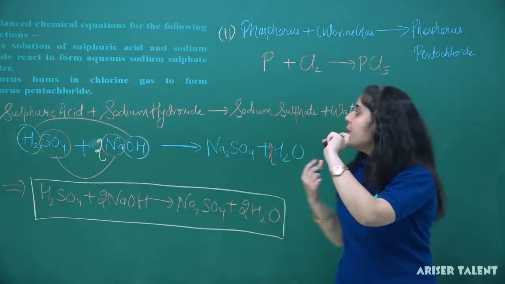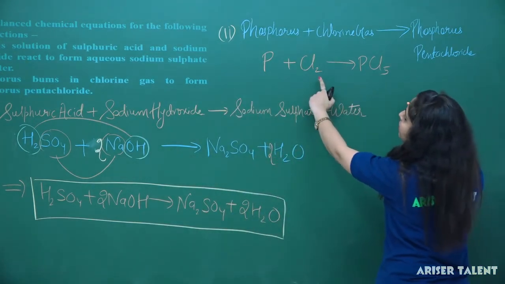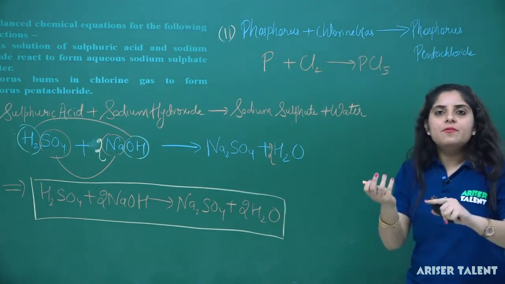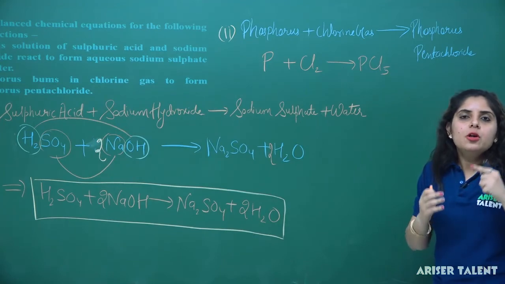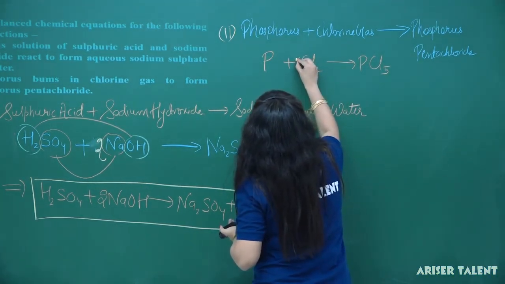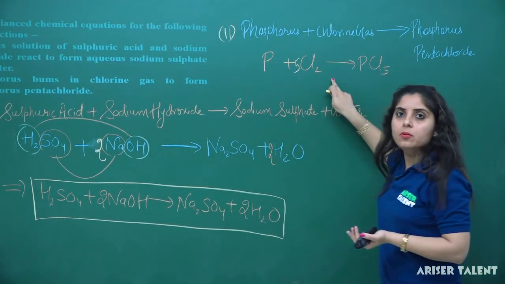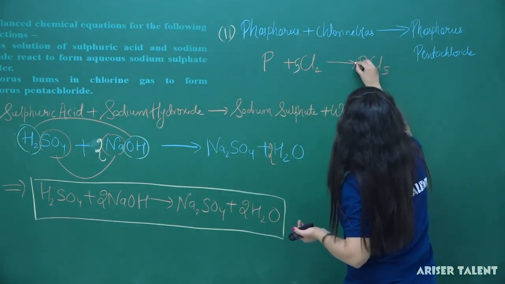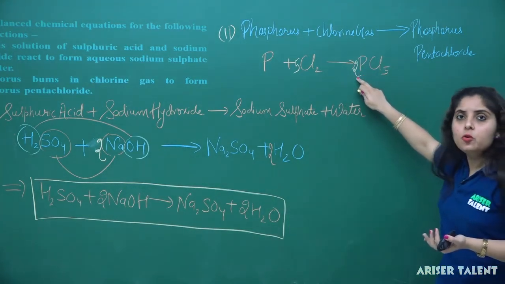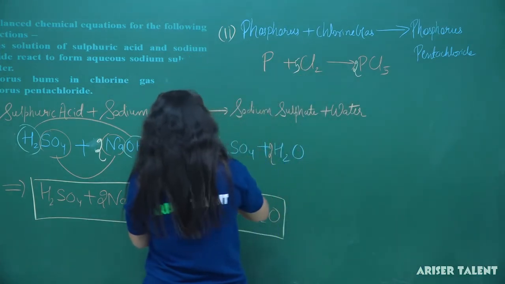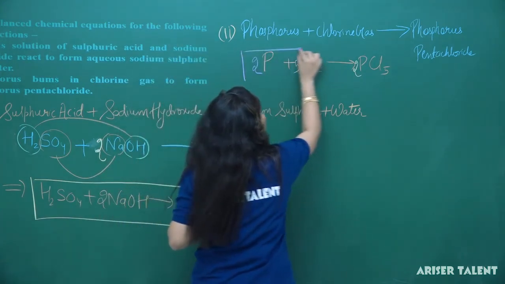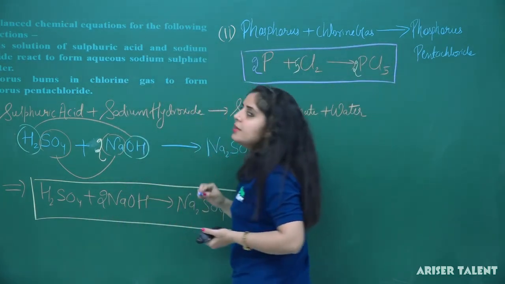Now we have to balance the number of atoms here. Here chlorine is 2 and phosphorus is 5. We can't make 2 a 5 and 5 a 2. So we will make the chlorine 10 atoms. Writing 5 here, 5 into 2, 10, and 5 here. So we will get 2 here, 2 into 5, 10. Now phosphorus here is 2, but here is only 1. So for balancing this equation, we will put 2 over here. So this will be the complete balanced equation for this question.